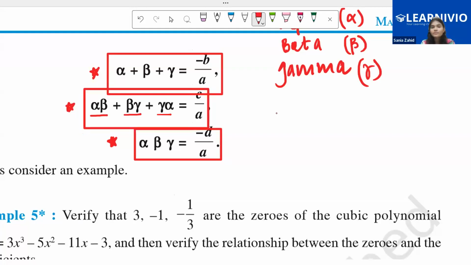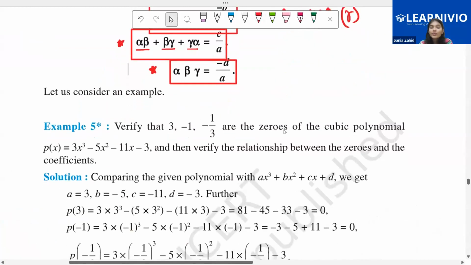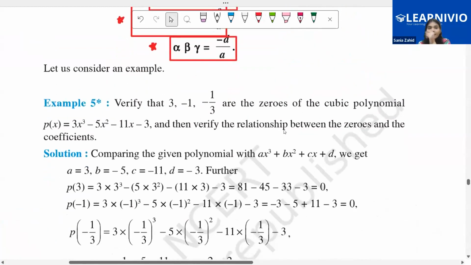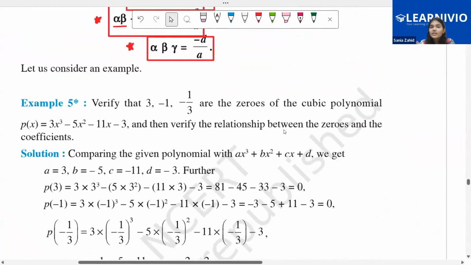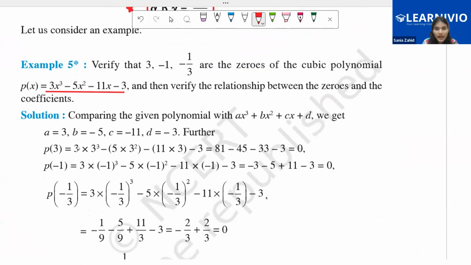All right, Umair? So remember these formulas. Then you have a very good question: verify that 3, minus 1, and minus 1 by 3 are the zeros of the cubic polynomial. A polynomial is given to you, and they're also giving you its zeros. Alpha is 3, beta is minus 1, and gamma is minus 1 by 3.